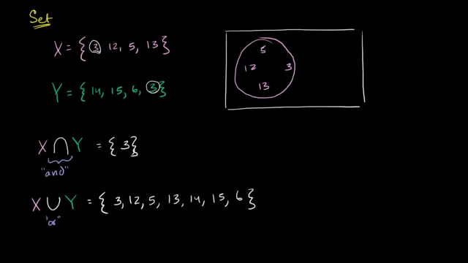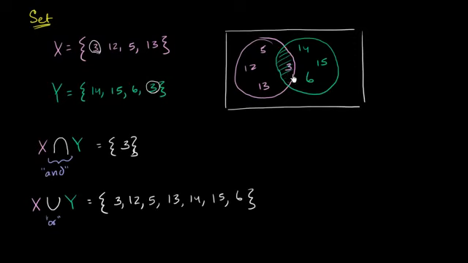And then we can draw set Y. And notice, I drew a little overlapping here because they overlap at 3. 3 is an element in both set X and set Y. But set Y also has the numbers 14, 15, and 6.